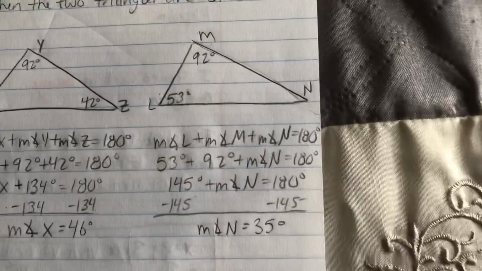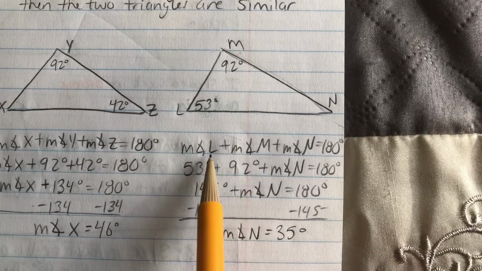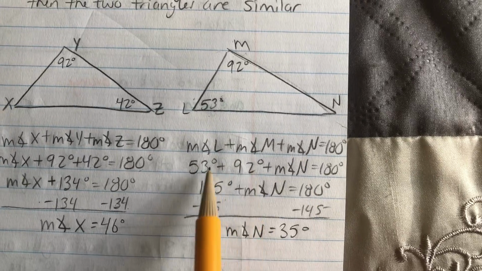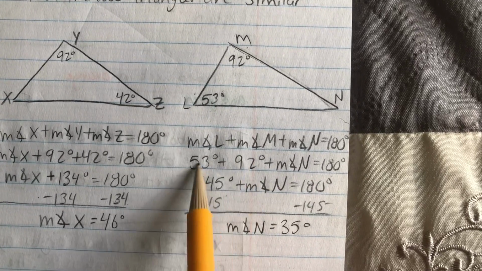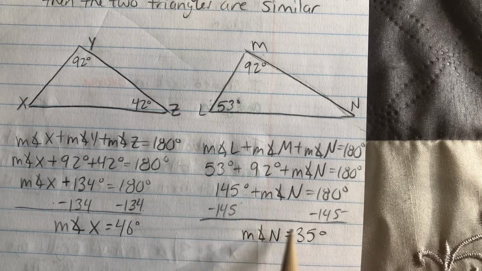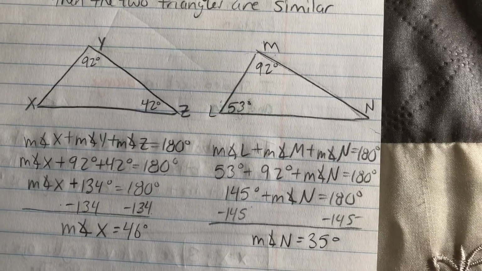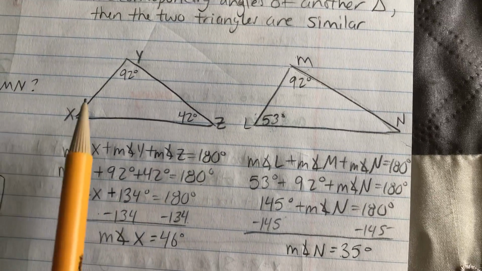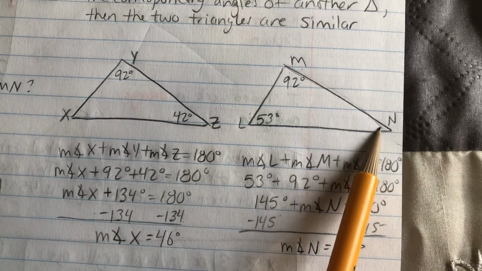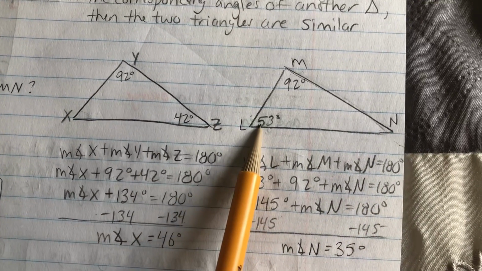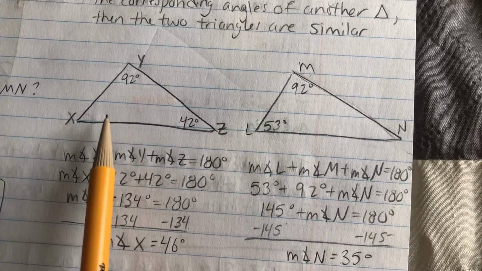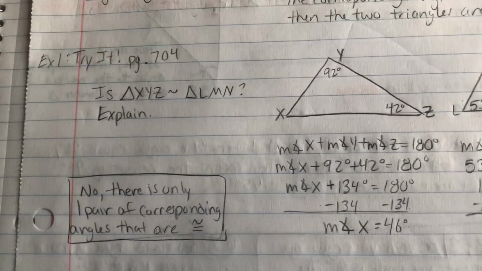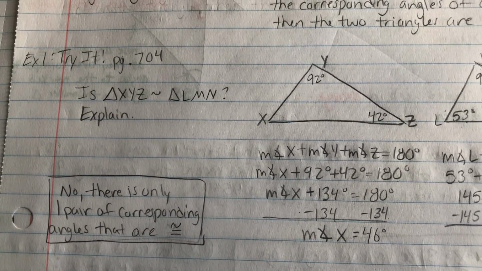Okay. This second triangle here, we do the same approach. If we add all three angles together, 145 degrees is accounted for. If we take that away from 180 degrees, that means angle N has to be 35 degrees. Since these are not going to be equal to the angles that they're giving us, these are not going to be similar. There's only one pair of corresponding angles that are congruent.